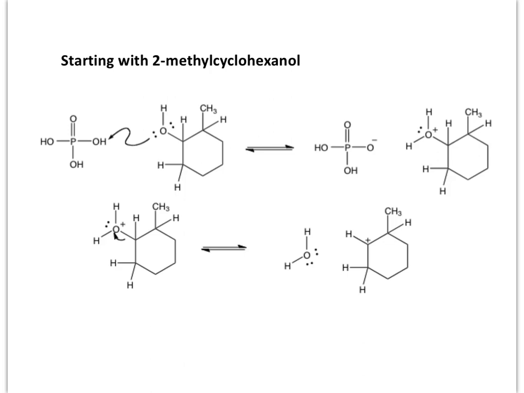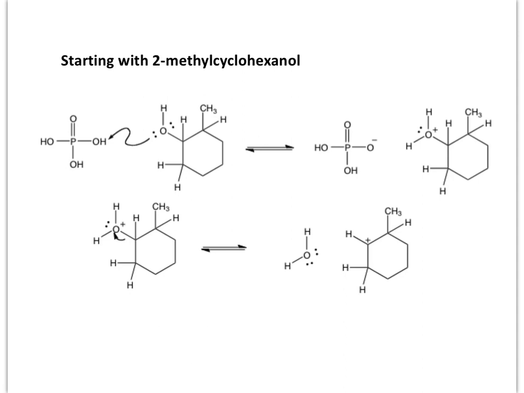Okay, so we're going to do our reaction starting with a molecule 2-methyl cyclohexanol. Right, so here's carbon 1, where the hydroxyl group is of the cyclohexanol. There's the methyl group on carbon 2. And we're going to use phosphoric acid as our acid.